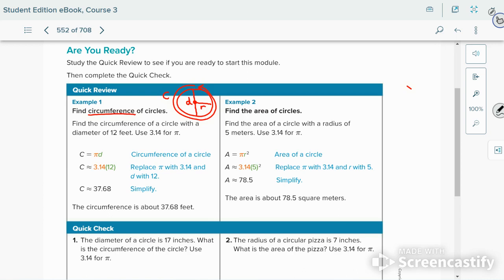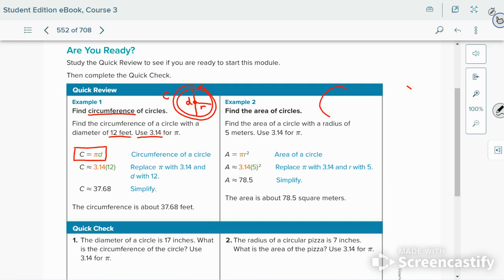So how do we find the circumference? We can find circumference by using this formula here. C equals pi times d, pi being that crazy number that is the ratio of circumference to diameter. So what we're going to do is we're just going to simply plug in the 12 for d, and it says use 3.14 for pi, and then we get our answer. Bingo.